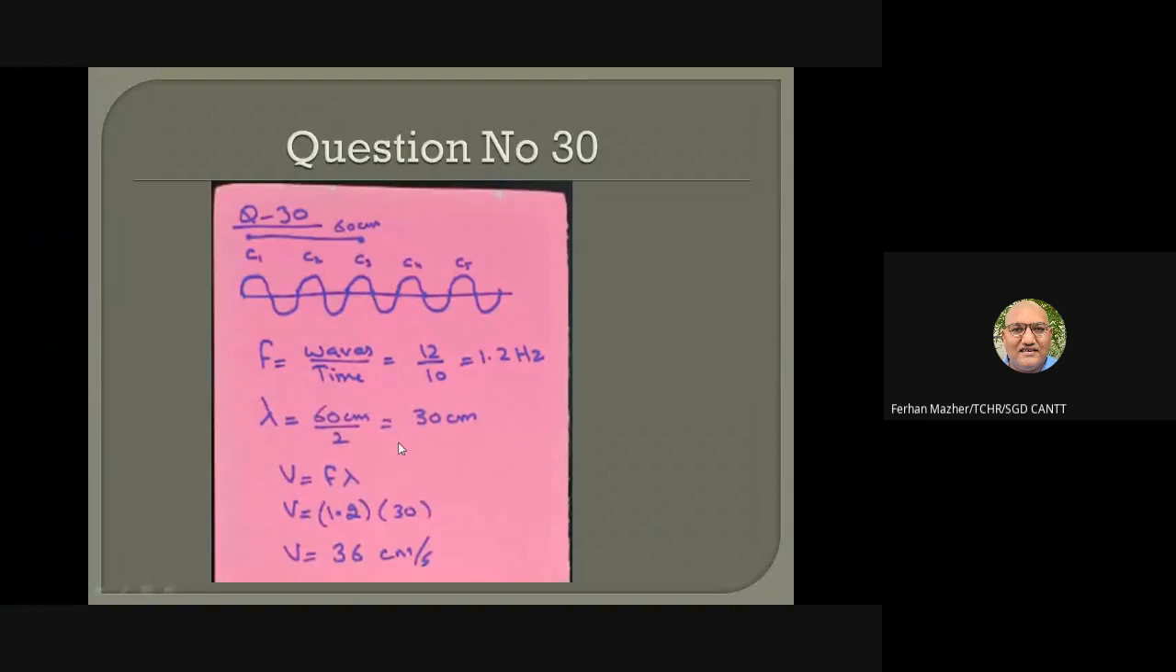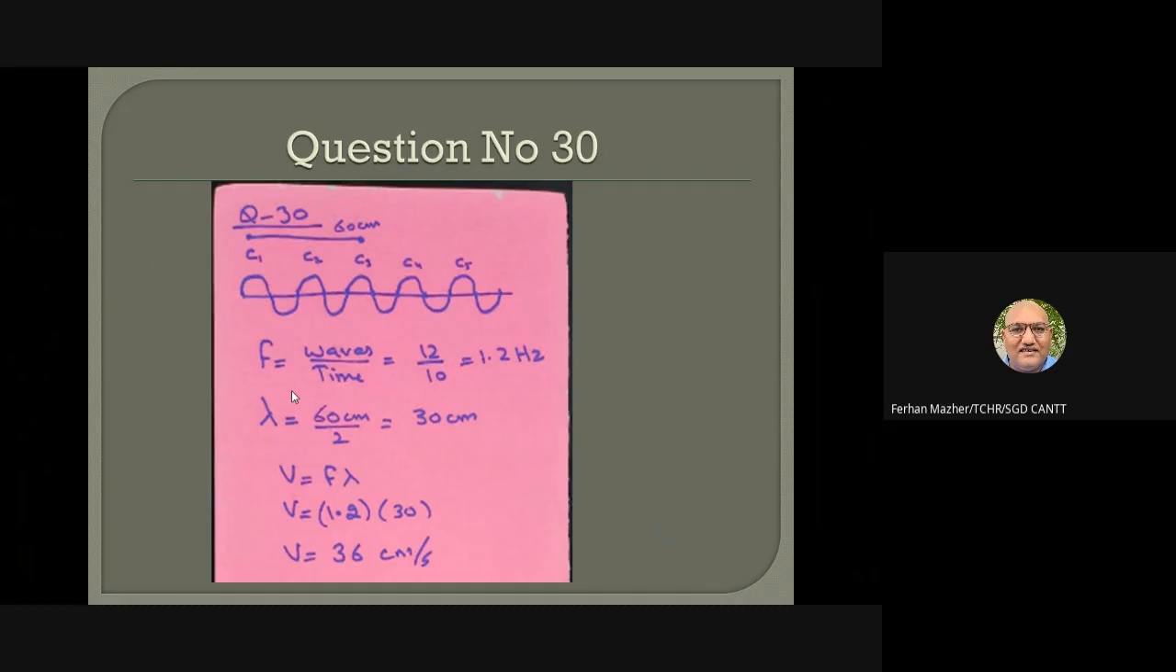Here you see, I have shown a transverse wave. This is the first crest, second crest, third crest, fourth crest. They say the distance between the first crest and the third crest is 60. From the first crest to the second crest, it will be one wave. From second to third, it will be two waves. So there are two waves in 60 centimeters. One wave will be 60 divided by 2, 30 centimeters. So the wavelength, lambda, is 30 centimeters.